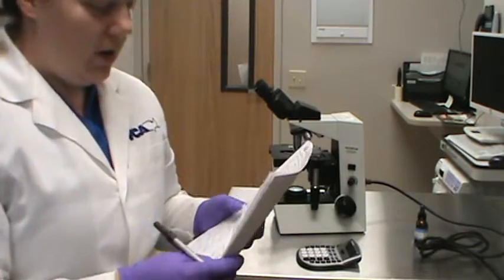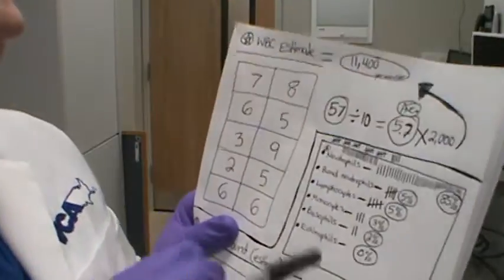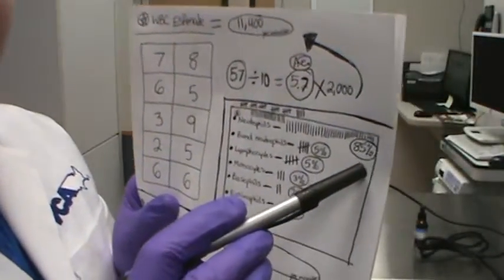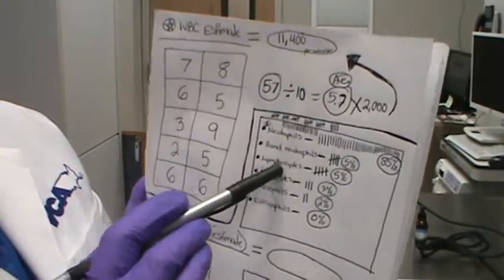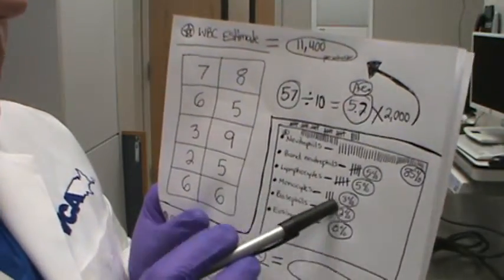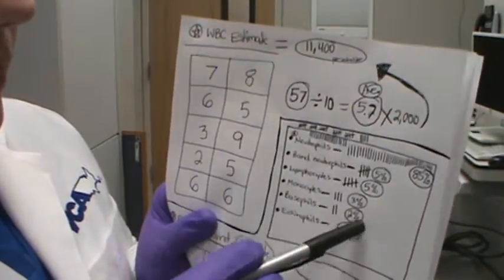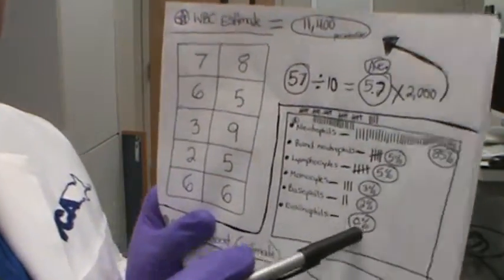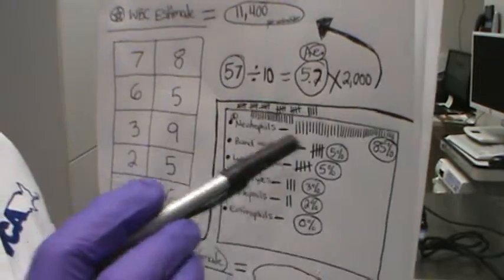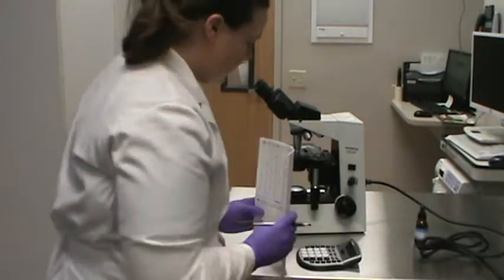Okay, so going through all my white blood cells again, neutrophils make up 85% of what I just counted. Band neutrophils is 5%, lymphocytes 5%, monocytes 3%, basophils 2%, eosinophils 0 because I did not see any. So that's my percentage of all the white blood cells I just counted out of 100.